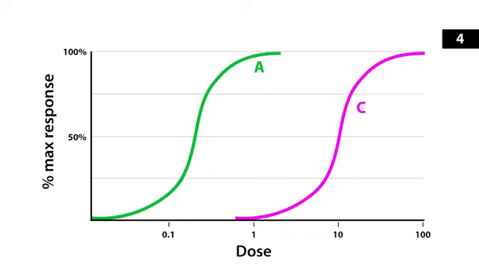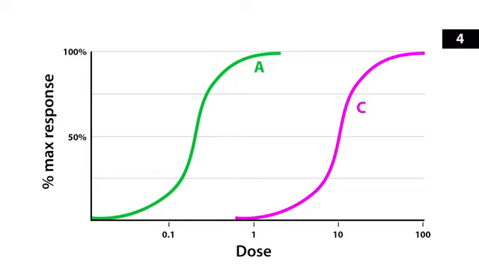Now, drug C has the same maximal effect. So what could we say about the efficacy? Both of these drugs are capable of achieving the same maximal effect. They both lower blood pressure by 20 points or whatever. So the efficacy of these two drugs is identical.